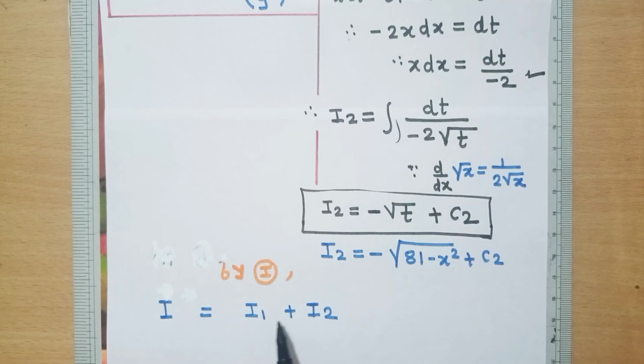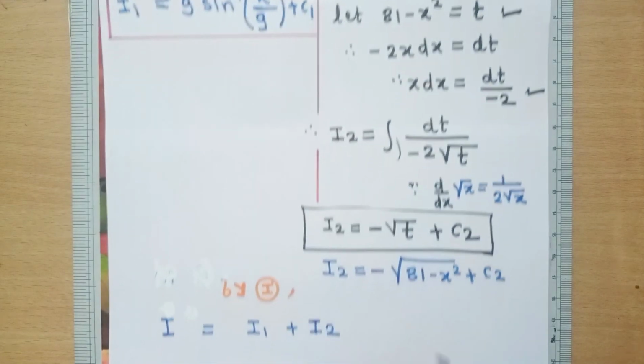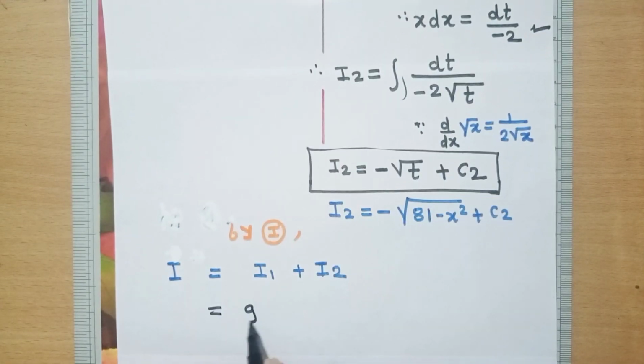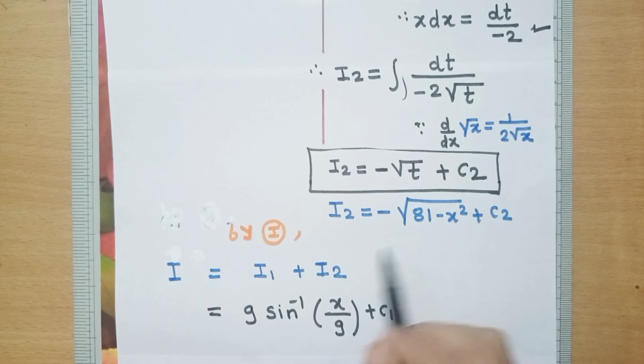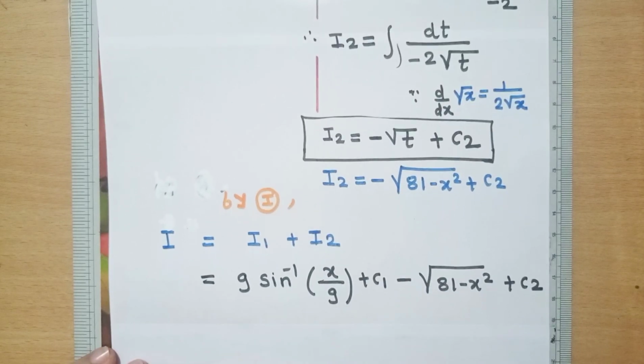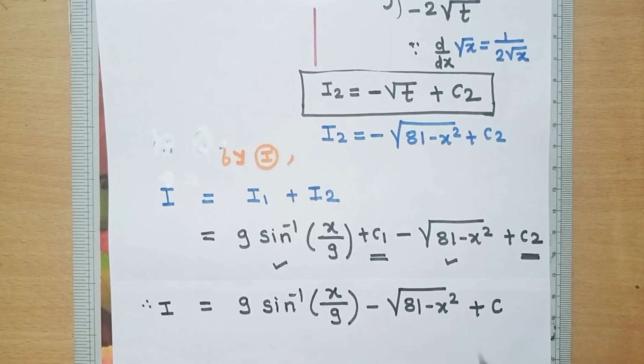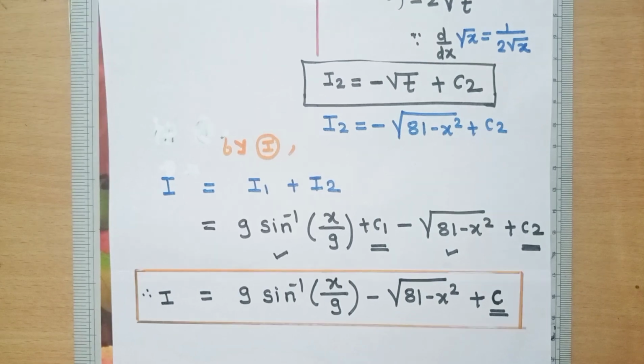And so I equal to I1 plus I2. Now check what is I1. 9 sine inverse x upon 9, so 9 plus C1, and I2 means this minus root 81 minus x square plus C2. Actually we have got the answer, but again in the last step this constant C1 plus C2 together we will consider as C. We will write this and this as it is, this plus C, and this is our final answer.